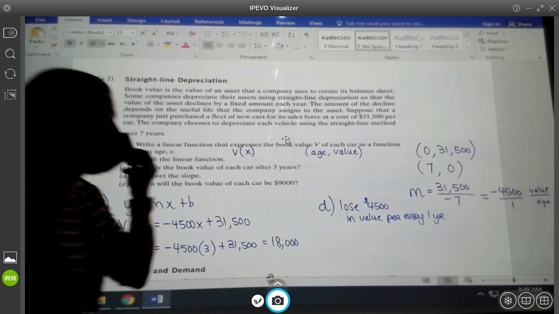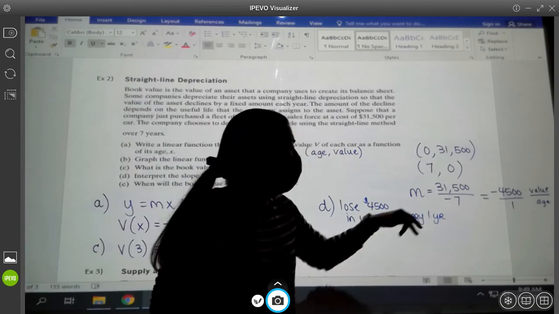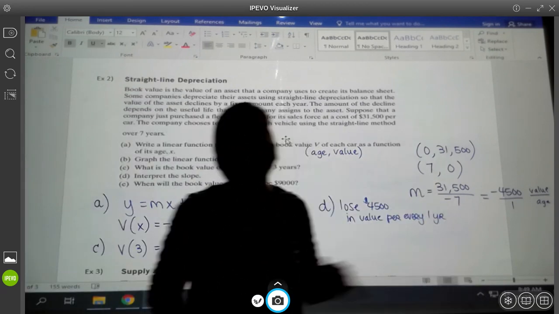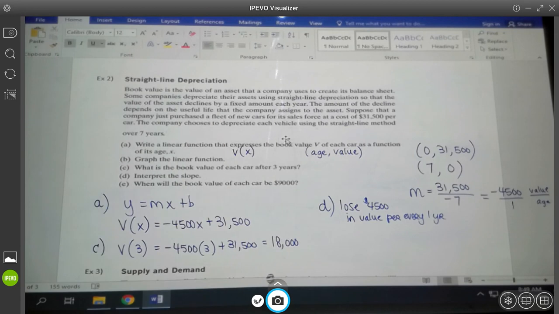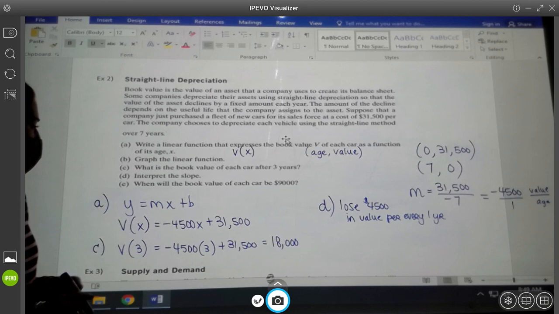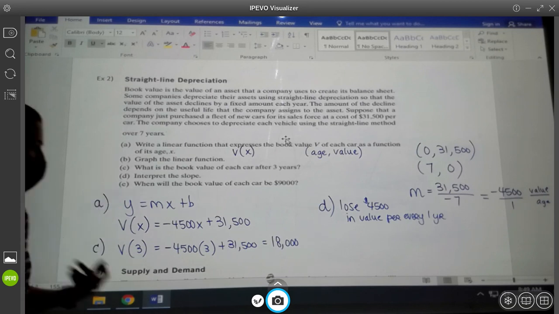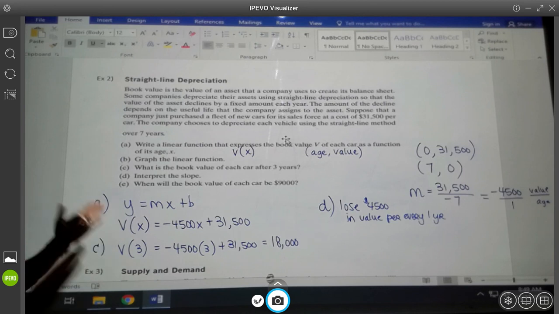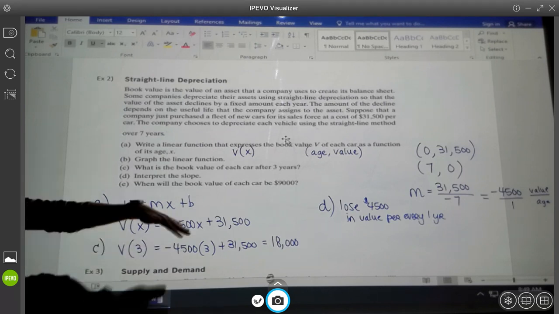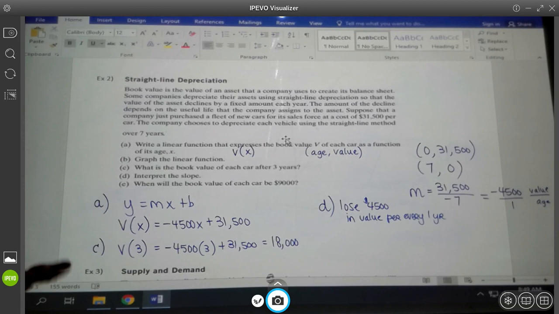All right, and then the last one: when will the book value of each car be $9,000? So I want to know, at what age will the car have a value of $9,000? Set the function equal. What number goes in to make 9,000 come out? Would it be 5? Yes, it is. Okay. Where's my function? Over there.